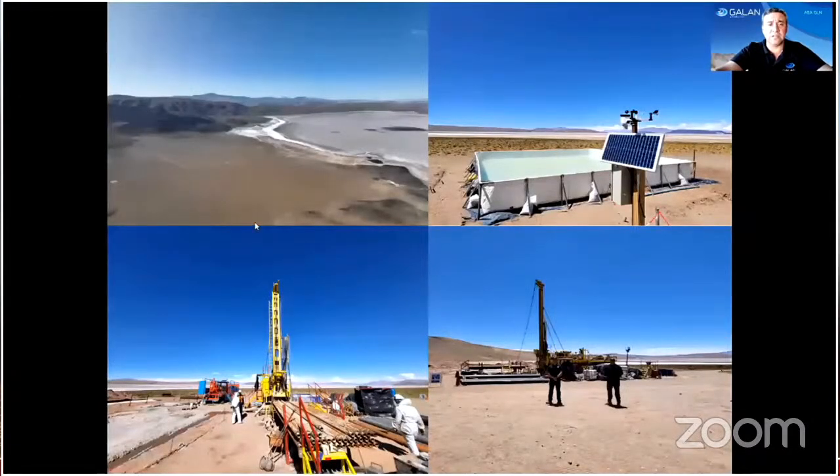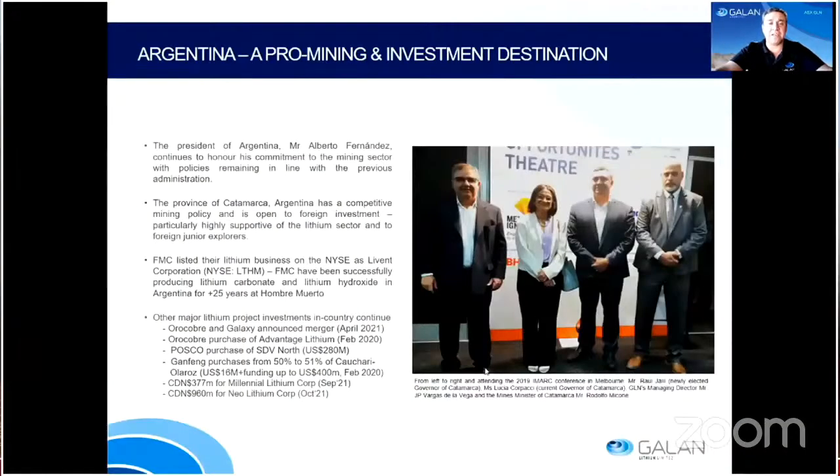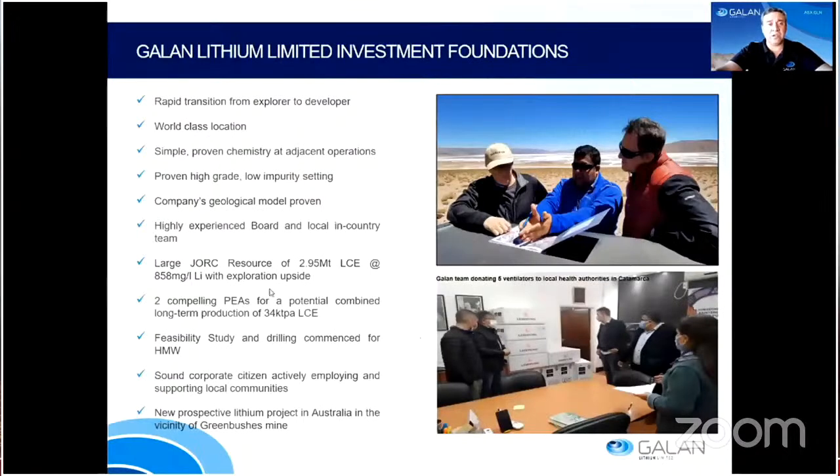So this is what the site looks like today at Hombre Muerto West. This is Patapila. This is the first drill hole. We already put in the platforms where we want to drill next. We're drilling at Rana Sal, and we have our meteorological station. This is the rig for well number 2. This is with my geology manager, and the relationships locally remain strong in Argentina.